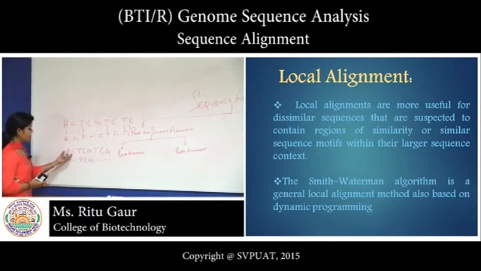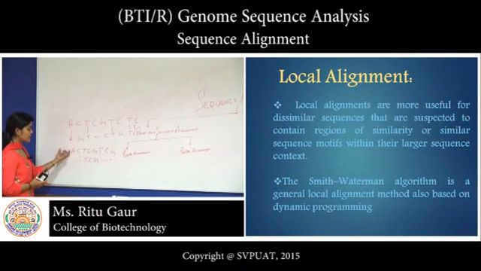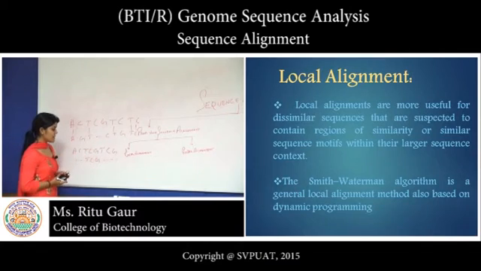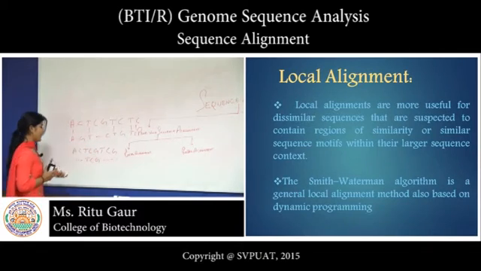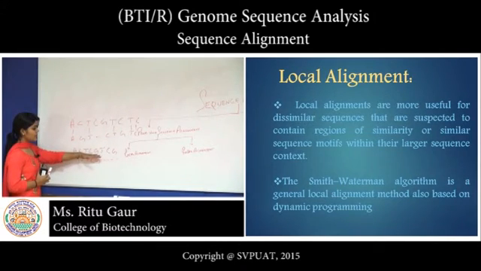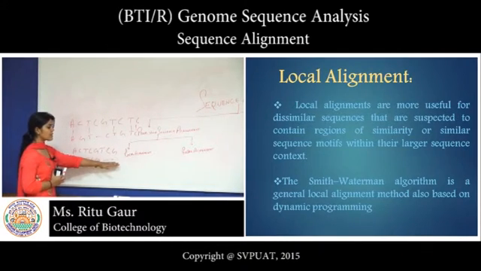For example, here I have two nucleic acid sequences: adenine, guanine, thymine, cytosine, and so on. We compare the sequences with the next sequence, and we find out that there are 3 nucleotides which are highly conserved, and the others may be matches, mismatches, or gap penalties.